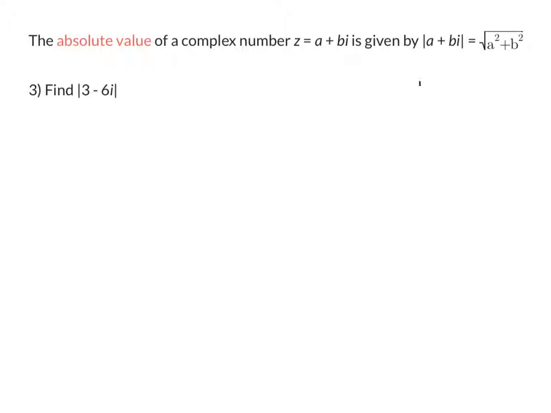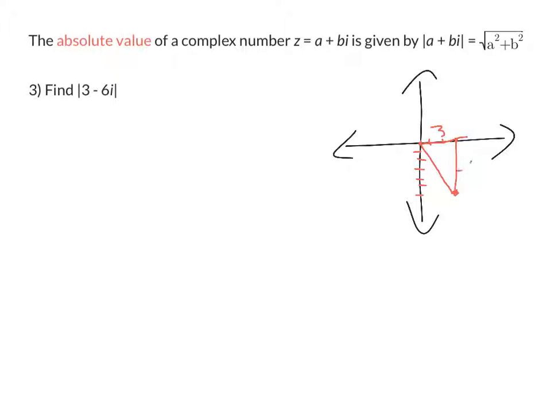Now if I were to just draw a rough sketch of this, and I'll do this for number 3, the 3 minus 6i. 3 minus 6i: 1, 2, 3, and then we go down 1, 2, 3, 4, 5, 6. We'll have that point right there. The distance from the origin out to that point is what we're trying to find. Now we've moved over 3 units and then down 6.